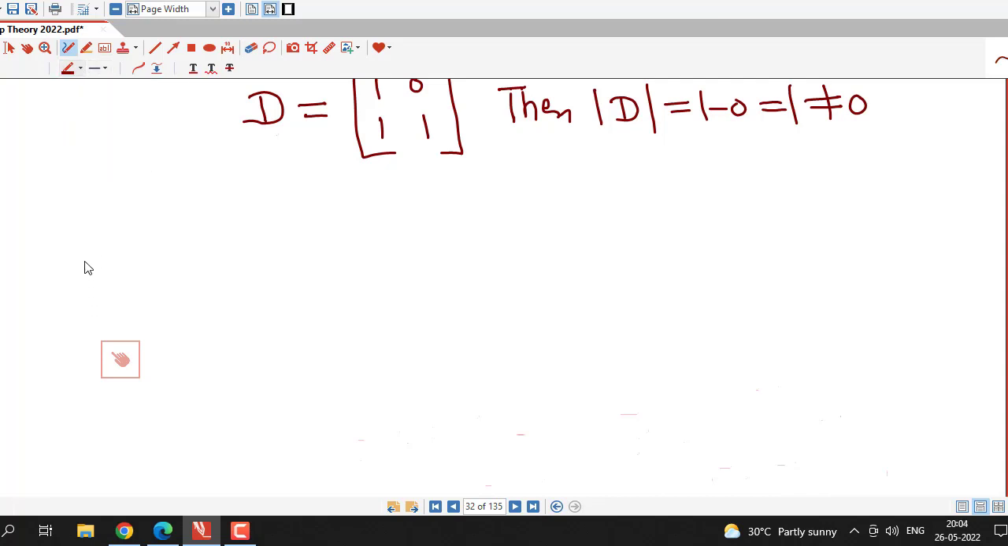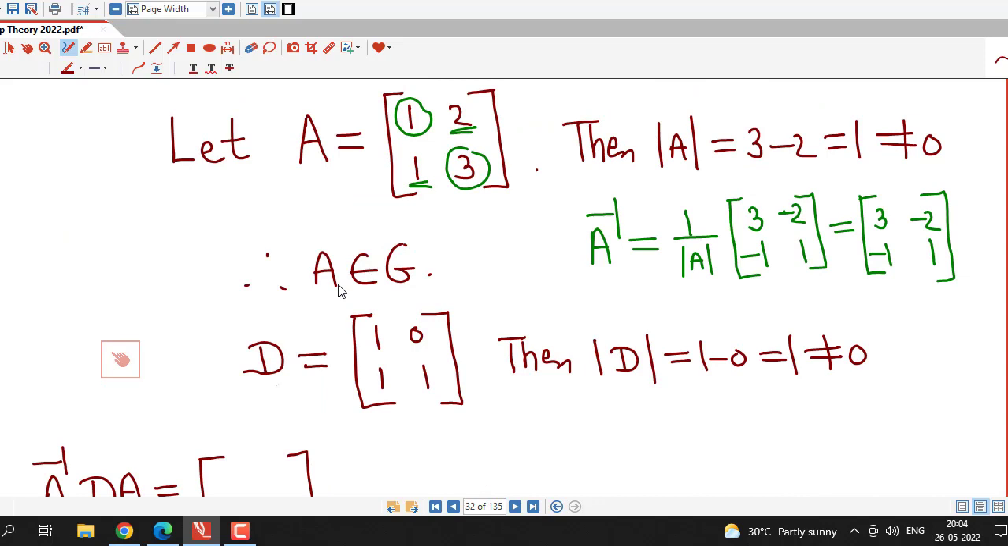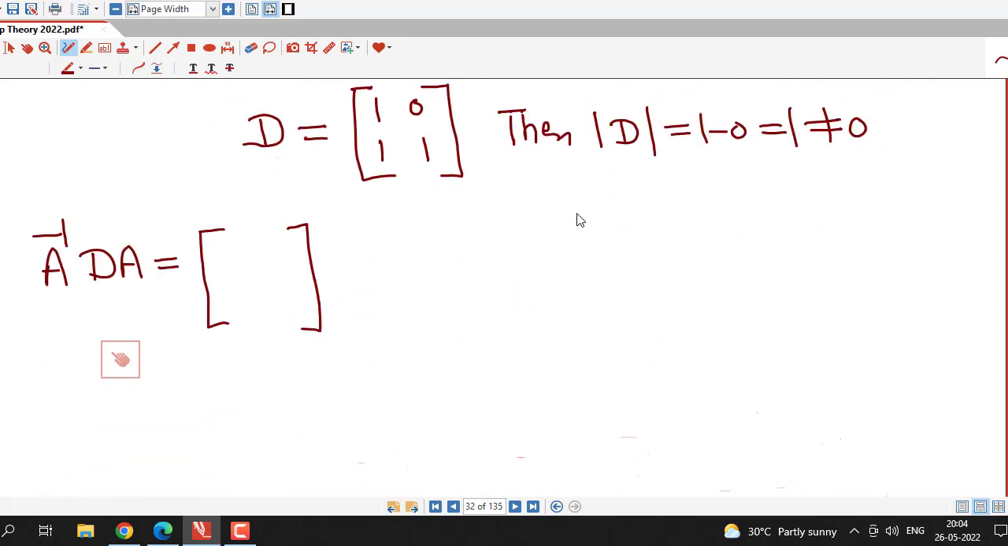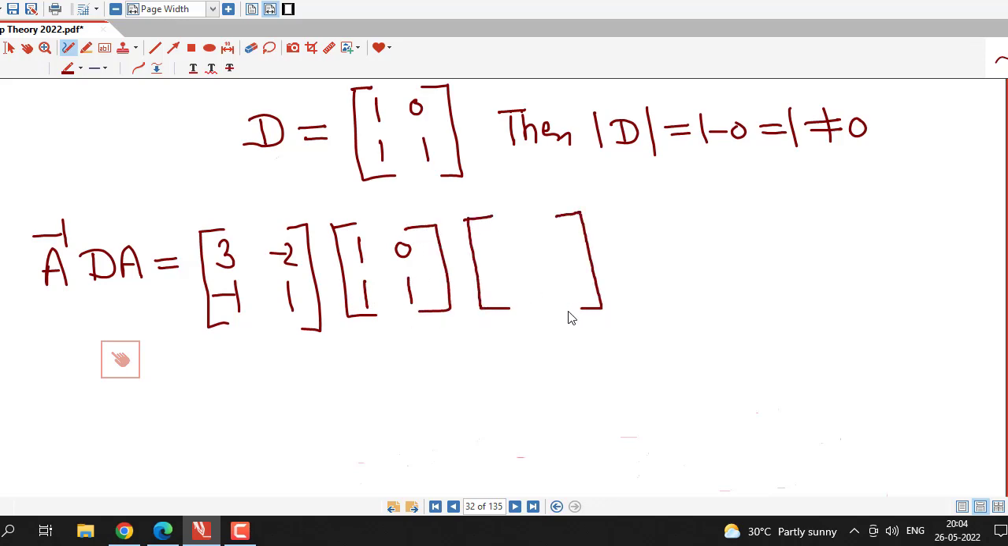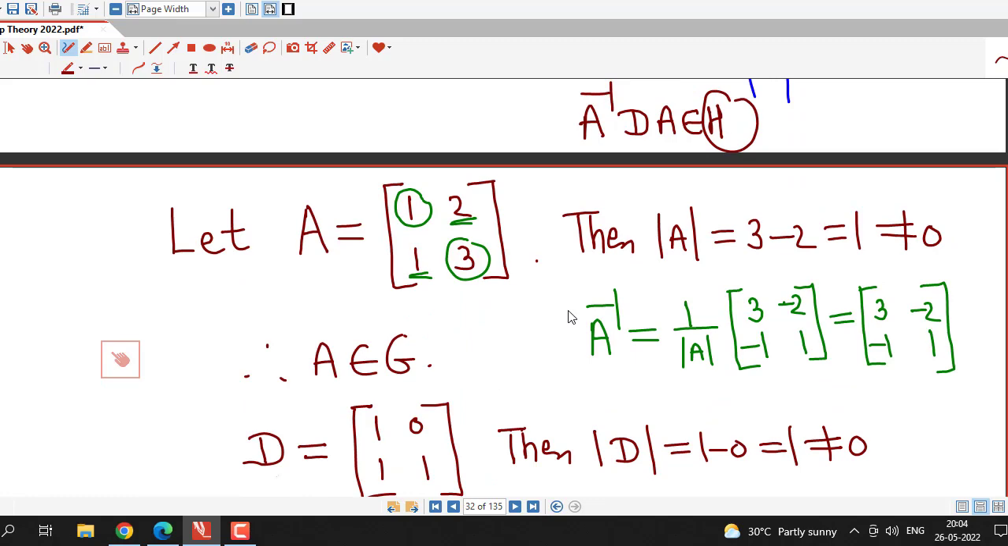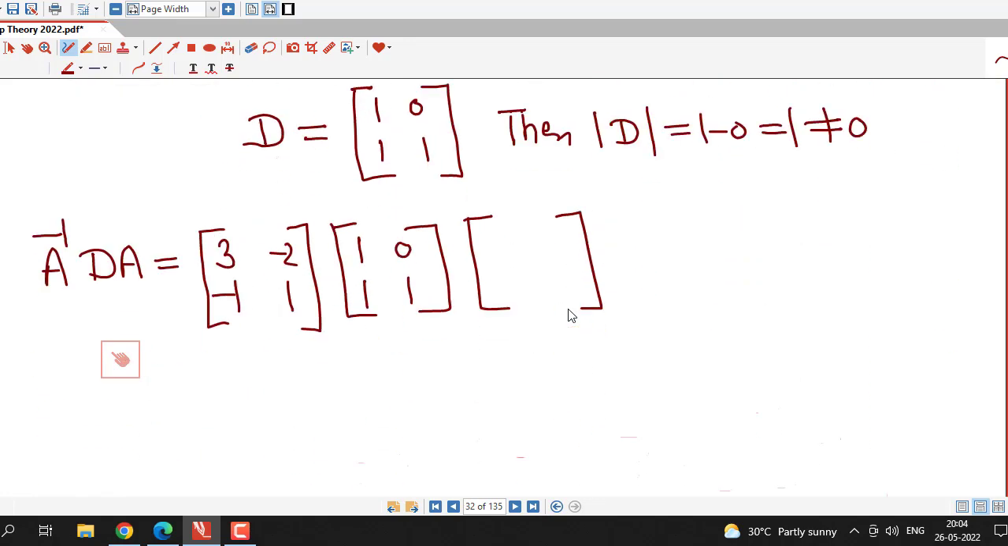So in the next step I will see what the product of these three matrices will be. First I write the inverse of A, which is 3 -2 -1 1. D is 1 0 1 1, and matrix A is 1 2 1 3. Now first we multiply these two matrices.